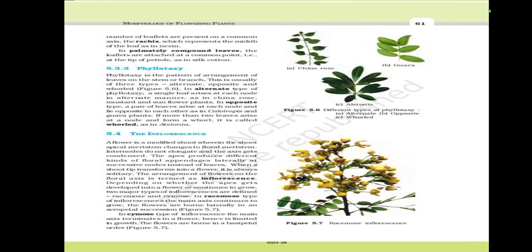The inflorescence of a flower is a modified shoot wherein the shoot apical meristem changes into floral meristem. The apex produces different successive nodes. Instead of leaves, when a shoot tip transforms into a flower, it is always solitary. The arrangement of flowers on the floral axis is termed inflorescence, depending on whether the apex gets developed into a flower or continues to grow.